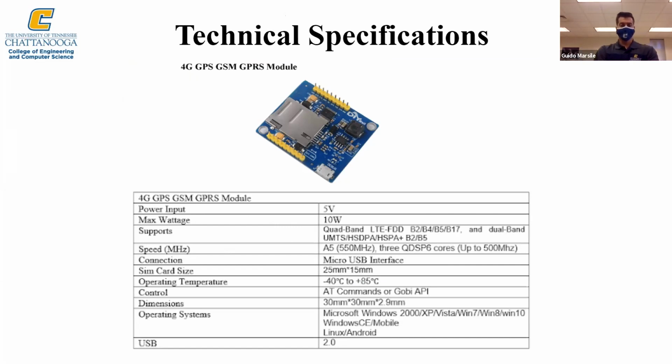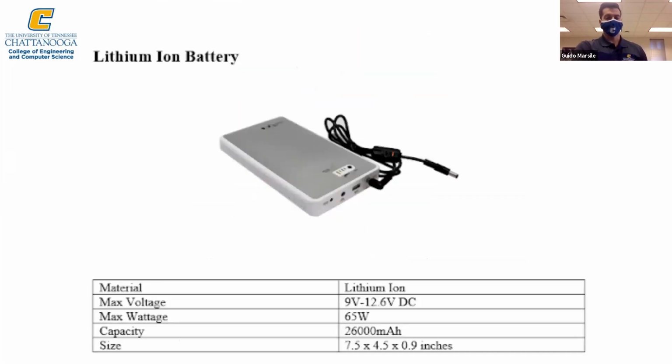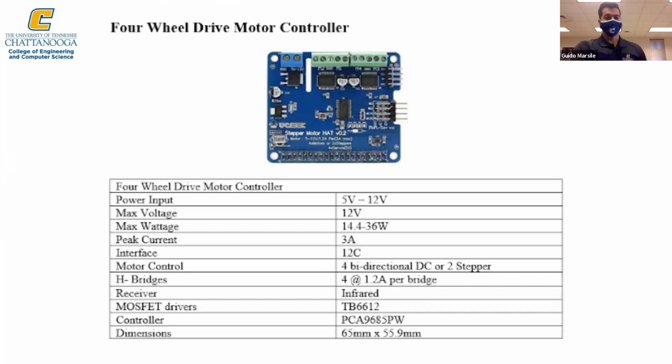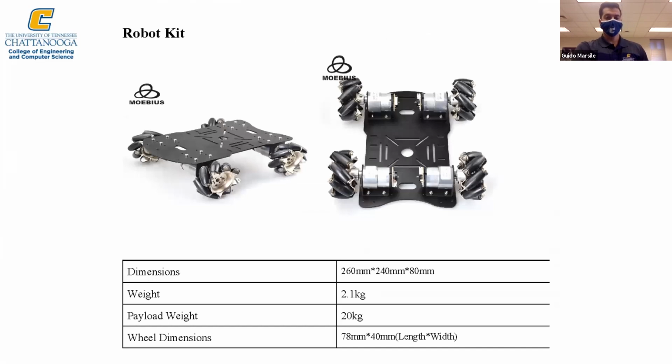So as you can see right here, we have our 4G GPS module, which, with our SIM card, was going to be compatible with the network Verizon. That's who we had chosen to communicate with and have them be our mobile controller for the robot, but that has since changed. Moving on from that, we have our Raspberry Pi 4. And then we have our lithium ion battery. And then we have our 4-wheel motor drive controller. From there, we have our DC motors that have come with our robot kit. And then finally, we have our robot kit.